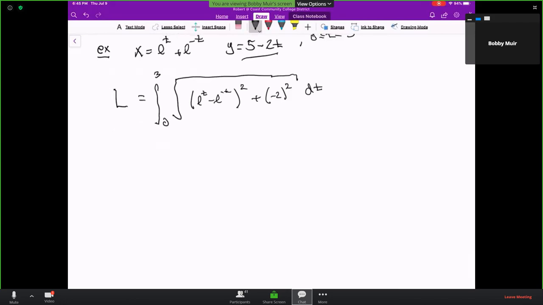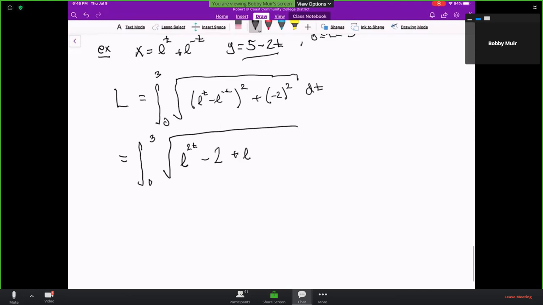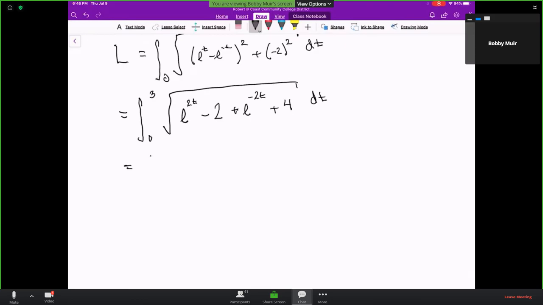All right, so let's see here. What we're going to end up with is the integral from 0 to 3 of the square root of, stupid pencil, come on. Okay, here we go. e to the 2t minus 2 plus e to the negative 2t plus 4, dt. And this is going to be one of these things that ends up being a perfect square, of course. It's going to be e to the 2t plus 2 plus e to the negative 2t.